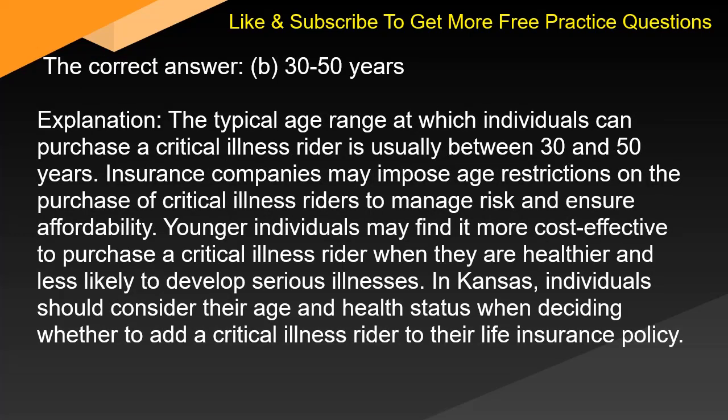The correct answer, B. 30 to 50 years. Explanation. The typical age range at which individuals can purchase a critical illness rider is usually between 30 and 50 years. Insurance companies may impose age restrictions on the purchase of critical illness riders to manage risk and ensure affordability.